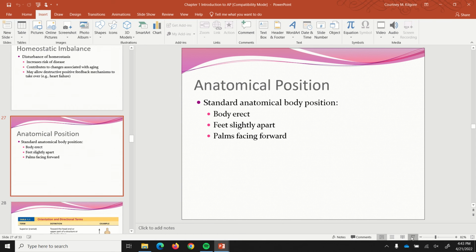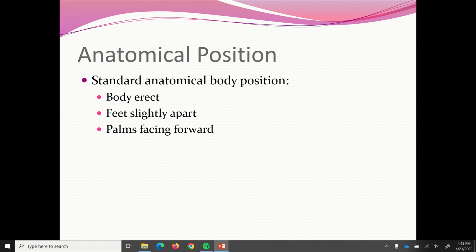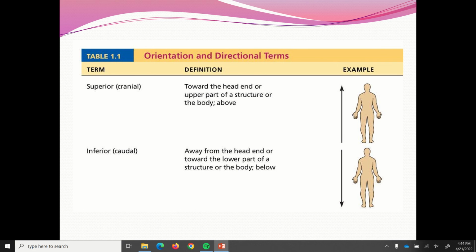We'll start with the definition of the anatomic position. When assessing a patient, there is a standard anatomical body position that is used, and it consists of the body erect, feet slightly apart at toes and palms facing forward. In these tables, you can see that the drawings are in anatomical position.